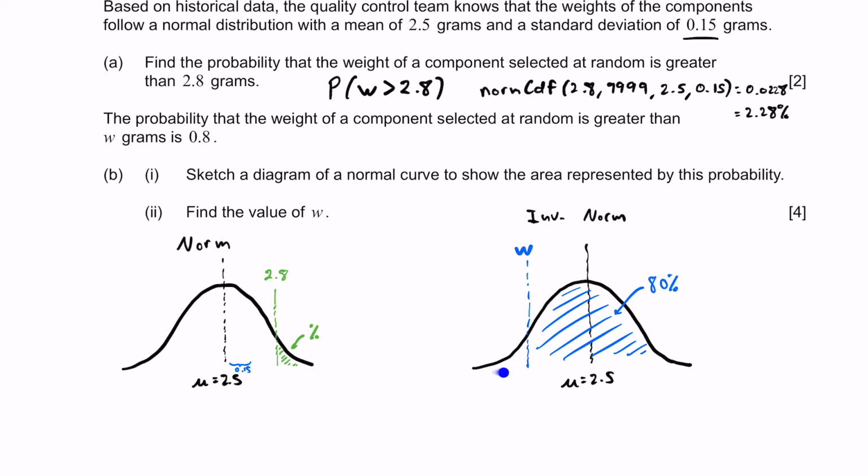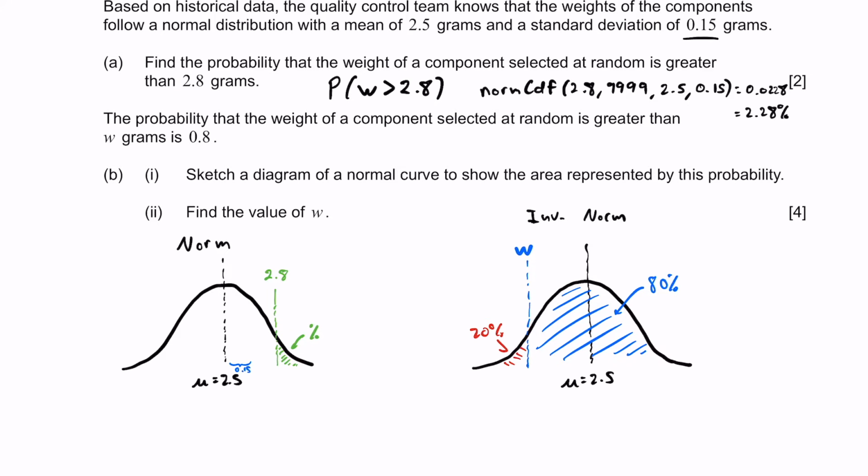Our calculator sweeps left to right. We want 80% to be to the right of some cutoff point, which means we're only going to want the calculator to sweep through 20% of this standard normal curve to reach this value of W, because 80% is going to lie on the other side.